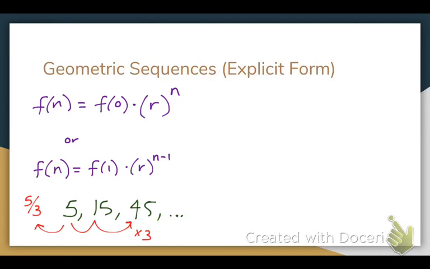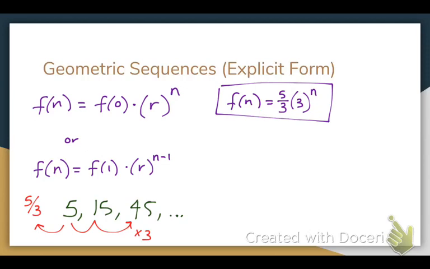Our two options, therefore, are, if we choose the first function, we can rewrite it as going back to the initial term, which is 5/3, times the common ratio, which is 3 to the power of n. That's option 1. Option 2 is we can stay at the first term. What was the first term in this green sequence before I went back to the initial term? 5. We can also stay at 5 and multiply by the common ratio n minus 1 times.